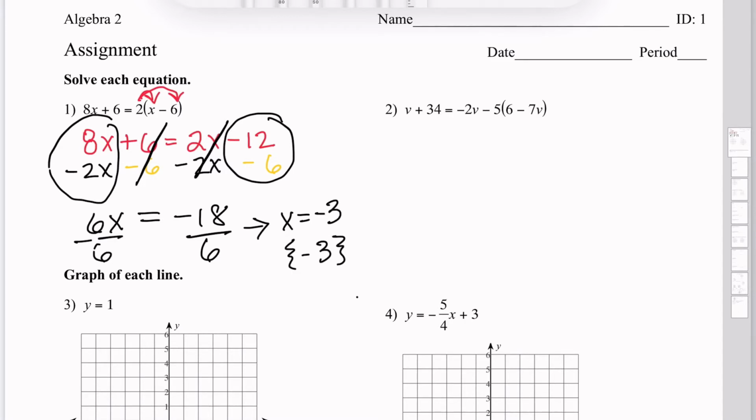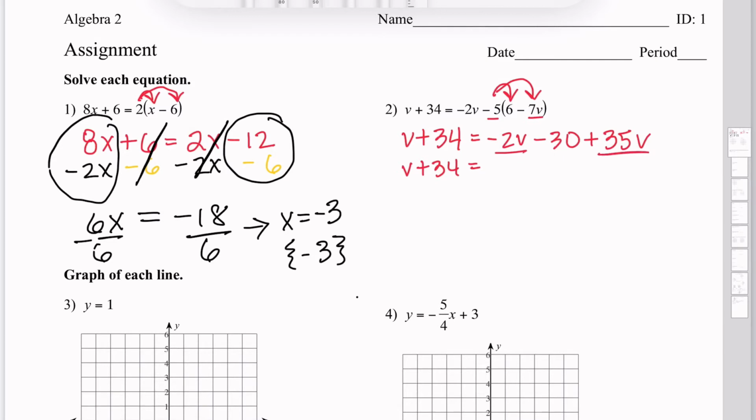For question 2, we're going to do something similar. We're going to leave the left-hand side as is, because we do need to distribute the negative 5 into each term in the parentheses. So negative 5 times 6 is negative 30, and negative 5 times negative 7v is positive 35v. Now we want to add like terms, leaving the left-hand side as is. We can combine these two v's. Negative 2v plus 35v is 33v minus 30.